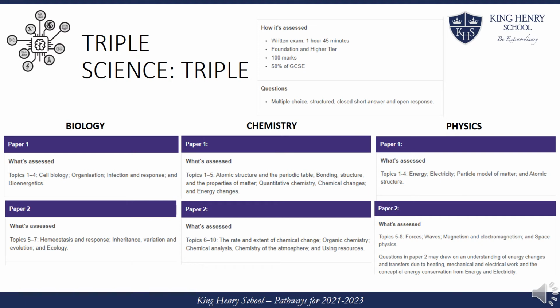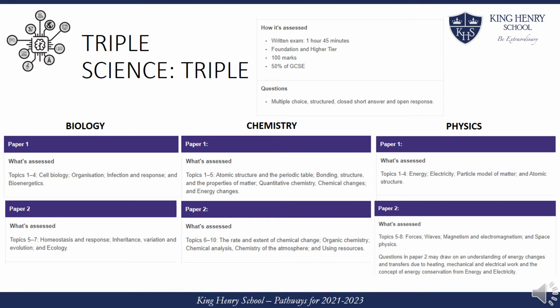So you still sit 6 papers, but the papers are not averaged out amongst the 3, biology, chemistry and physics. You will get a mark for biology, a mark for chemistry and a mark for physics. And your papers are 1 hour and 45 minutes long, so they're much higher. There is an option of foundation or higher tier. However, if you are studying triple, it would be expected that you would be entered automatically into the higher tier paper.